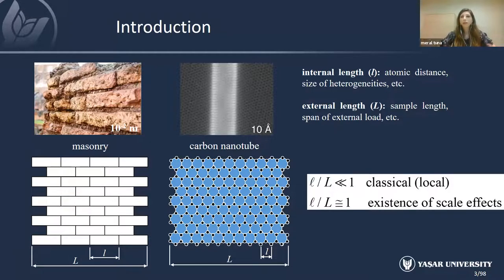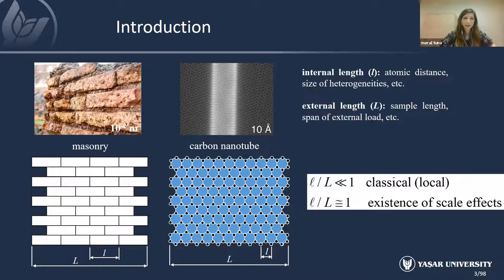So when the smallest unit of a structure has a length comparable with the overall dimensions, the so-called scale effects come into play. Here by scale effect, I am referring to the effect of discreteness of the underlying material organization on the overall behavior, or let's say gross mechanical behavior. So the length of the smallest unit could be the size of a brick in a masonry wall, or it could be the distance between atoms in a carbon nanotube.